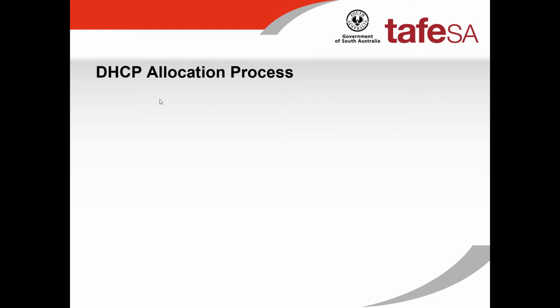IP address. When you first turn a PC on, a PC that is configured to automatically receive an IP address will send out a broadcast discover packet. This broadcast will be received by all PCs on the network, but only a DHCP server will respond.